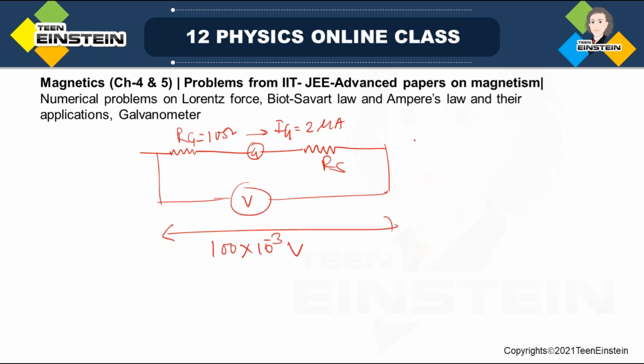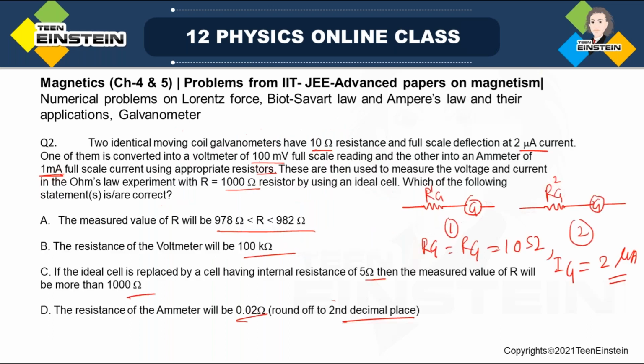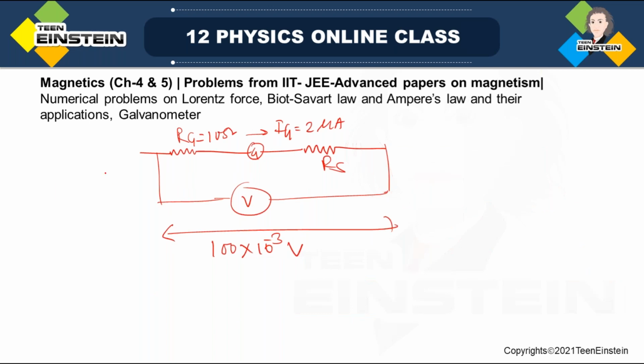So let us find out the resistance of the voltmeter. One option in the question says the resistance of the voltmeter will be 100 kilo ohm. We have to find out what the resistance of the voltmeter is. This is the voltmeter, so it has two resistances, one is Rg, another one is Rs. Rs is not given, right? So we have to find out Rs.